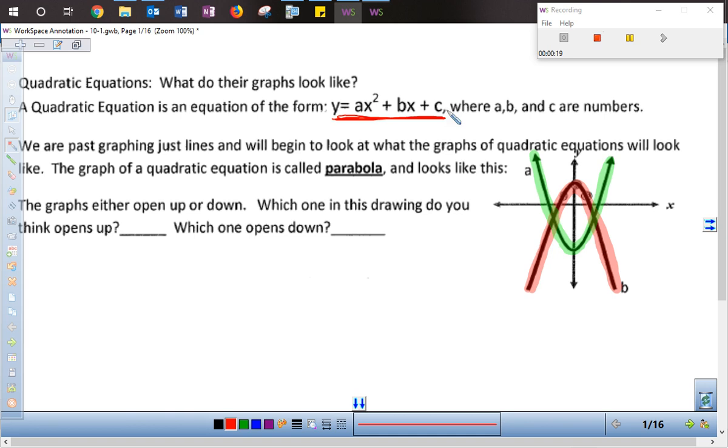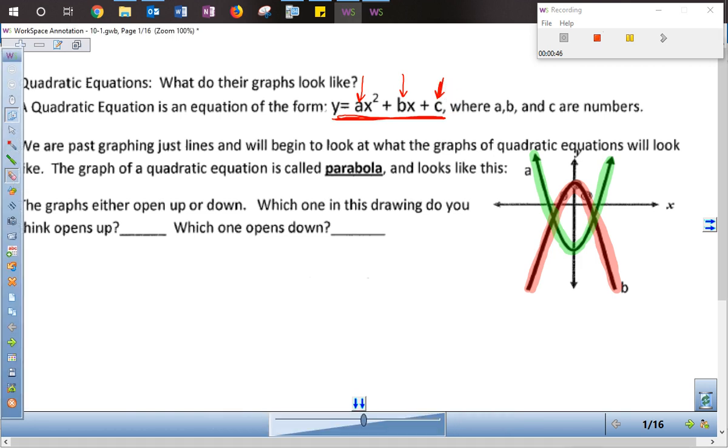It's in order from highest degree to lowest degree, and we can easily substitute numbers in and see what we're going to get back. Now take notice that a, b, and c are all numbers. A is in front of the x squared, b is in front of the x to the first, and c has no variable attached to it. So that's just what we call the constant.